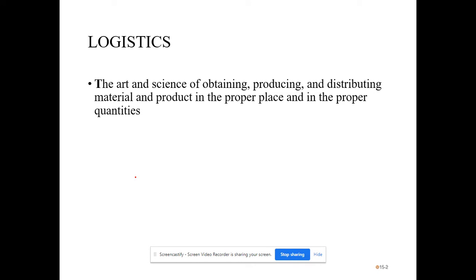And first thing is, what is logistics? So the art and science of obtaining, producing and distributing the material and the products in the proper place and in the proper quantity. So you source the raw material, you do the production, and then you distribute it, be it a semi-finished good or the finished goods, and you put them in proper warehouses, and then you deliver to the retail stores in proper location and in proper quantities. So that is the domain of logistics.